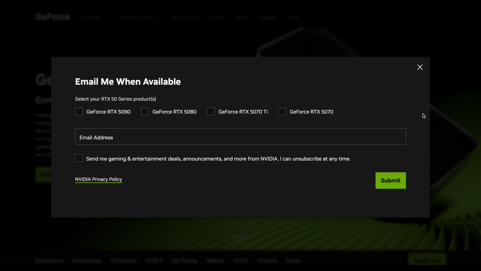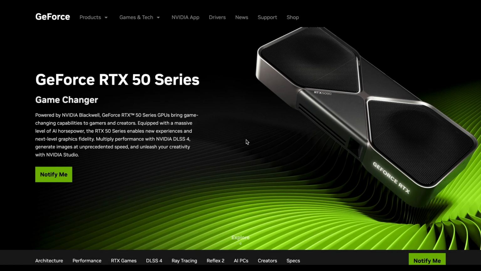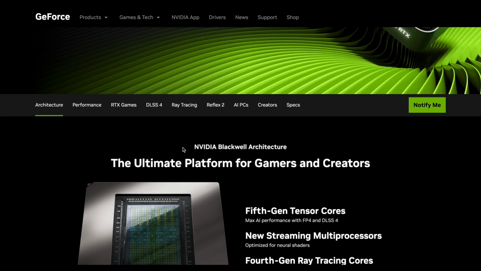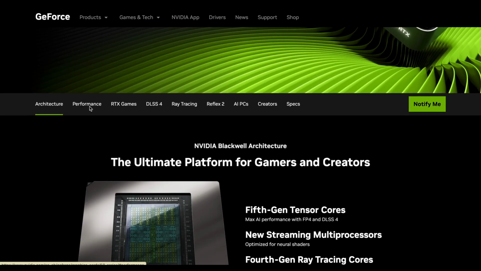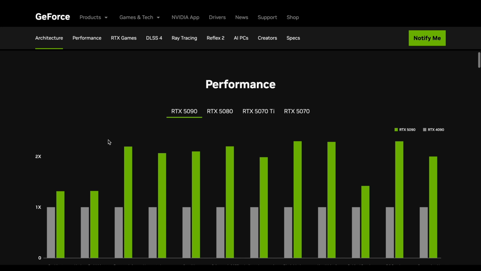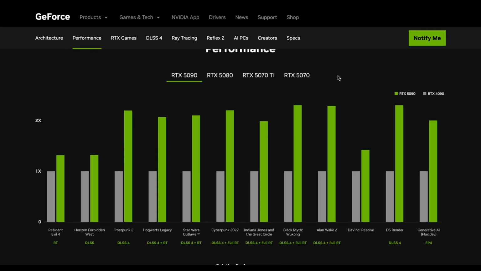The 5090 is obviously the flagship. It comes in with 21,760 CUDA cores and 32 gigabytes of GDDR7 memory. I'm just looking for the website here. Okay, so some of the metrics here, just quickly, whilst we're on it.